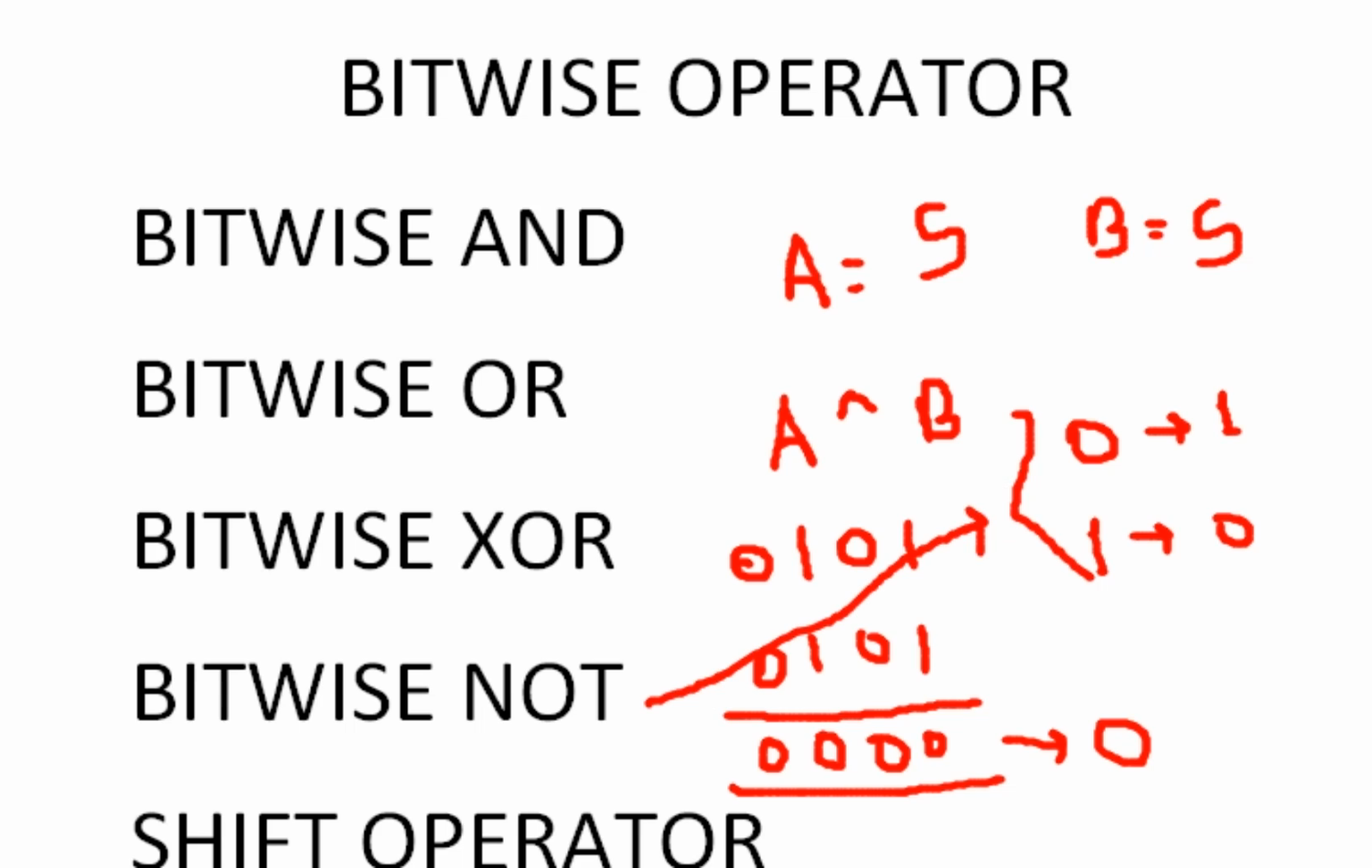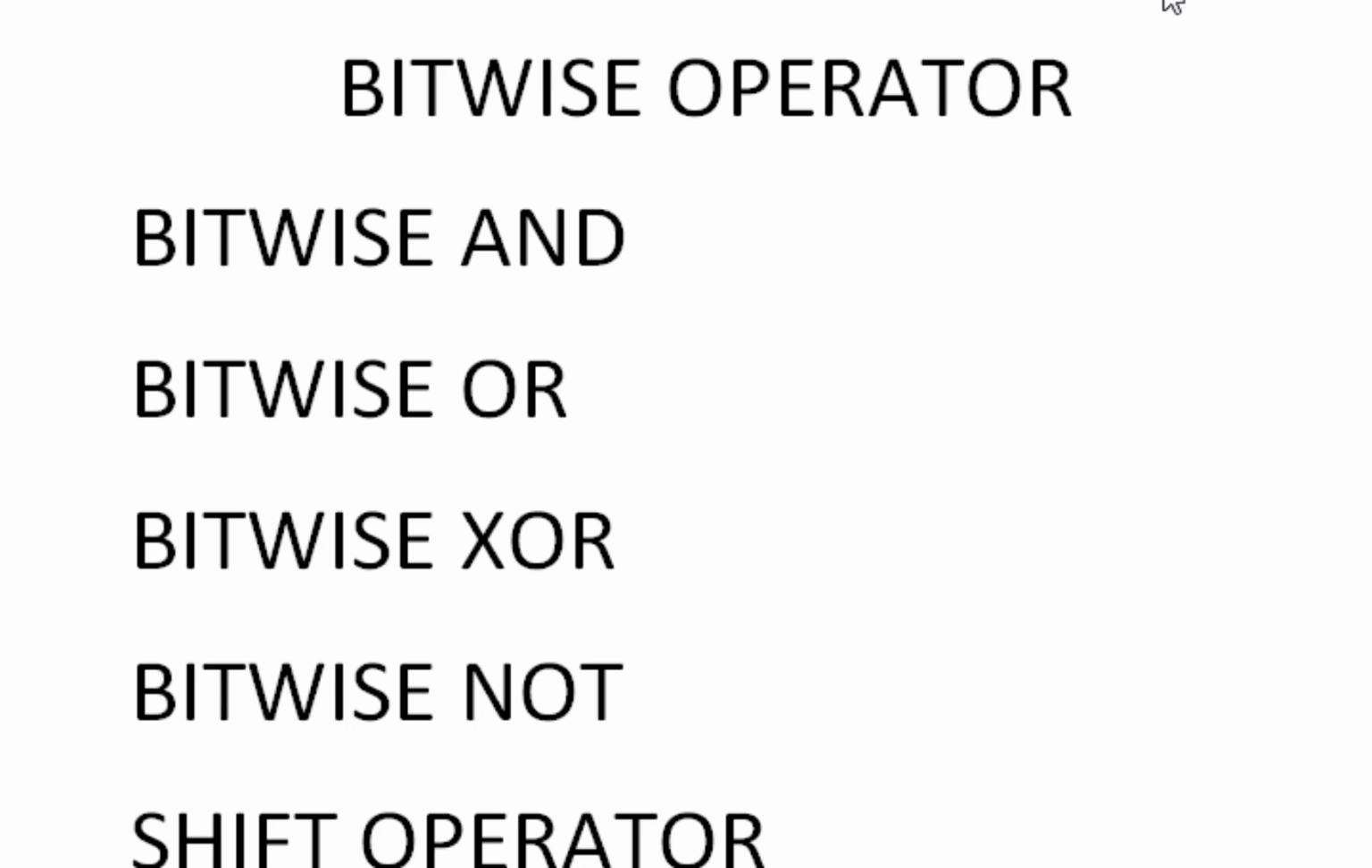Now the shift operator, we will see it in detail. The shifting operator just changes the position of bits. Suppose we have the number 7. Then what will be its bitwise representation? This will be the representation of the decimal value 7 in bits, and extend it to 8 bits.